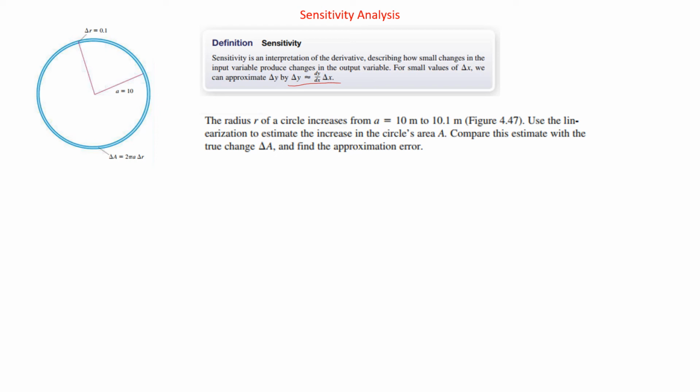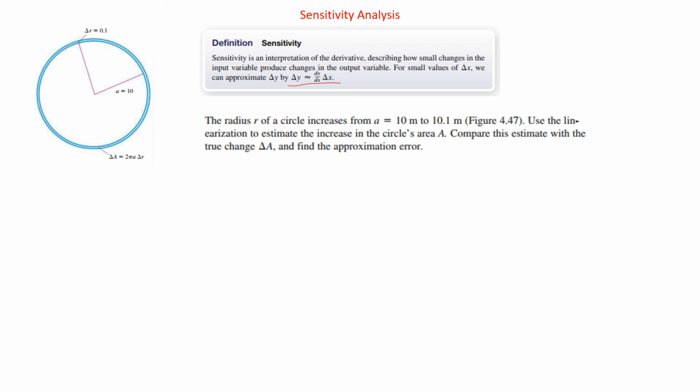So, problem here, we have a circle. Radius r increases from 10 to 10.1 meters. Use the linearization to estimate the increase in the circle's area, and then compare the estimate with the true change in the area to find the approximation error. And obviously with the approximation error, we want that to be small.